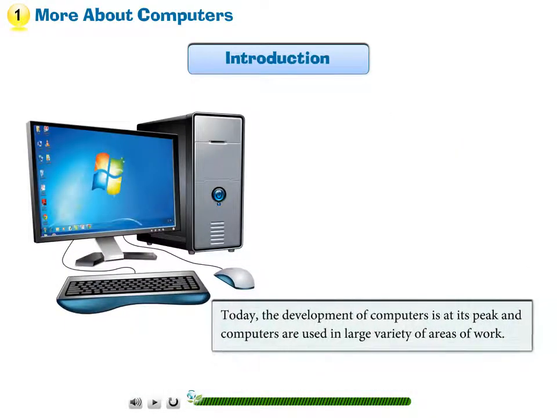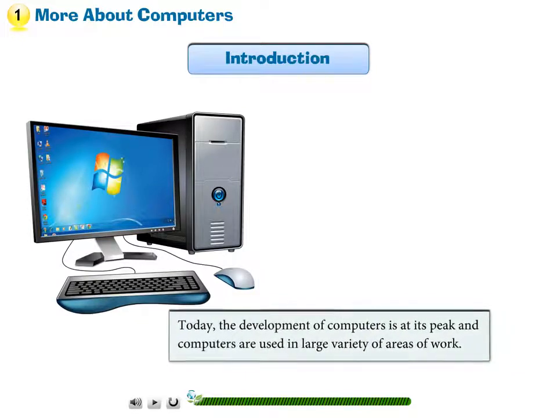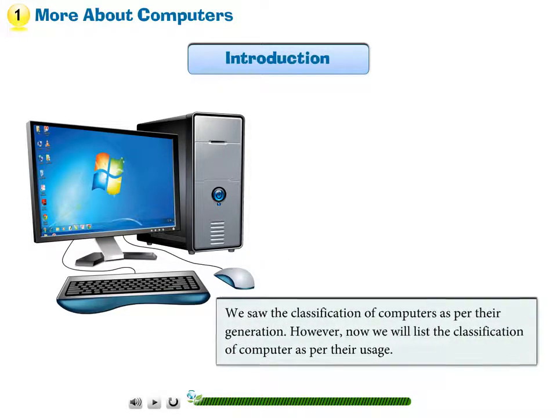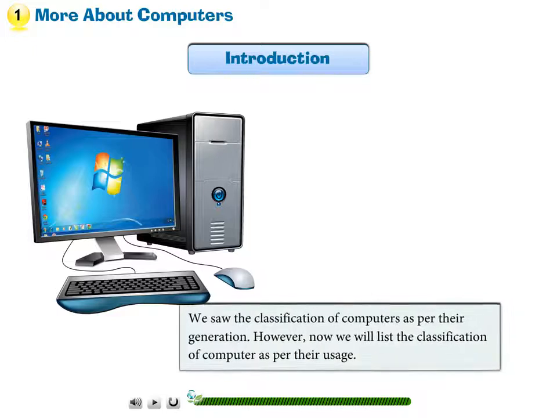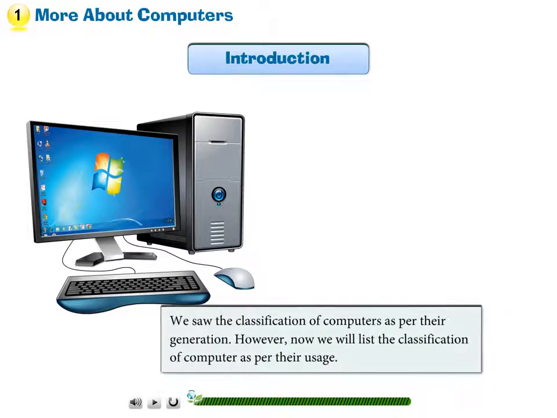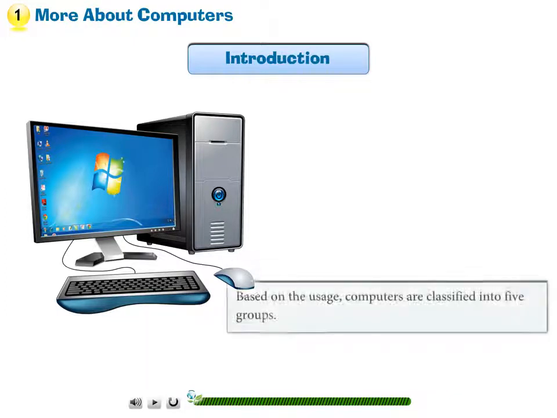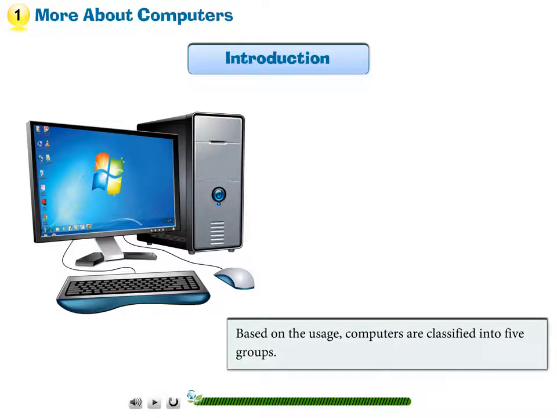Today the development of computers is at its peak and computers are used in a large variety of areas of work. We saw the classification of computers as per their generation. However, now we will list the classification of computers as per their usage. Based on the usage, computers are classified into 5 groups.